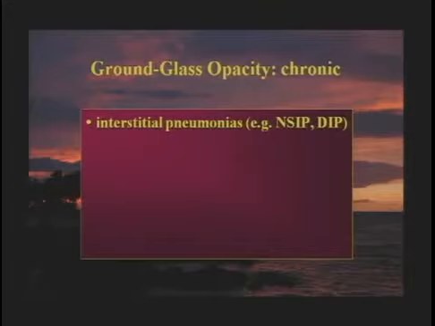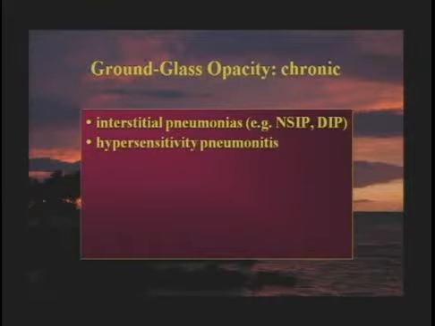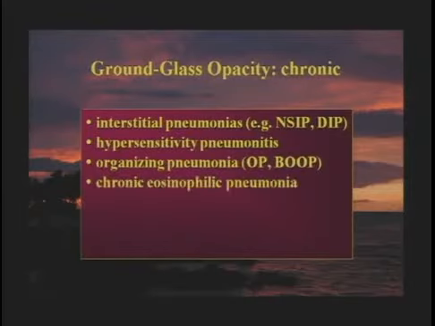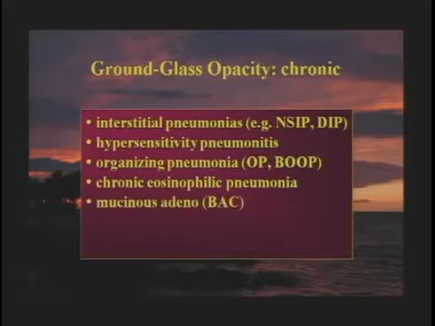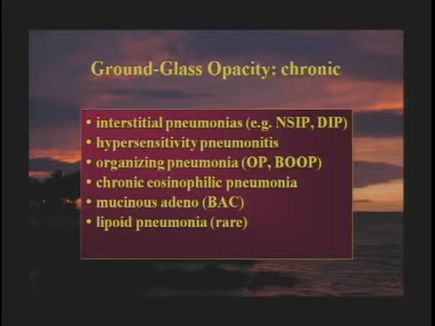Chronic symptoms with ground glass, the differential diagnosis is a lot longer and more complicated. It includes interstitial pneumonias such as NSIP and DIP, hypersensitivity pneumonitis, a very common disease, organizing pneumonia, chronic eosinophilic pneumonia, mucinous adenocarcinoma again, lipoid pneumonia, rare, due to aspiration of lipids, and alveolar proteinosis.